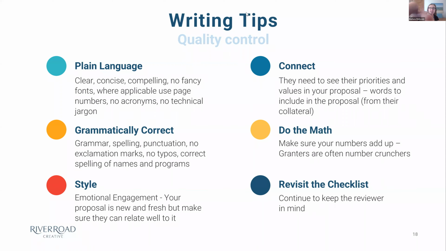Do the math. And again, as I said, most grant reviewers are number crunchers. So make sure that all of your numbers total up in the budget, and that they make sense. If you have to provide a bank statement, this is really, really important, because they're giving you money.